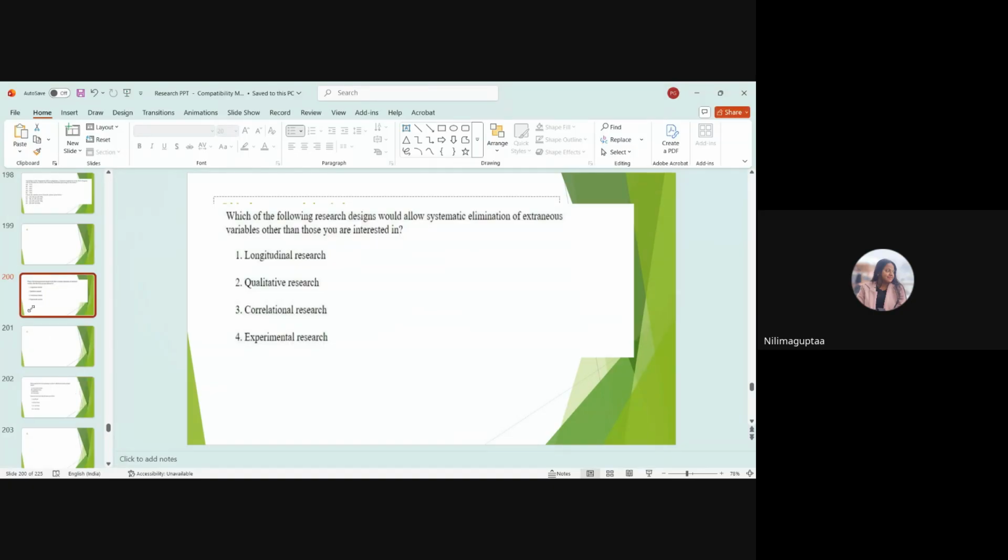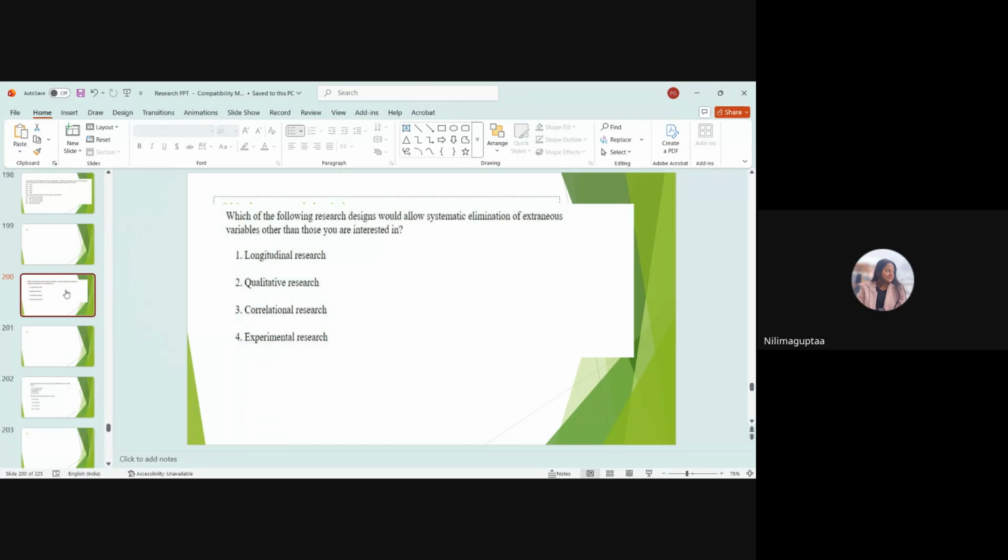Now if you see this question, which of the following research designs would allow systematic elimination of extraneous variables other than those you are interested in? So on day one, again, I have taught you in which particular type of research this variable comes in. I have given you the example of coffee and sleep.